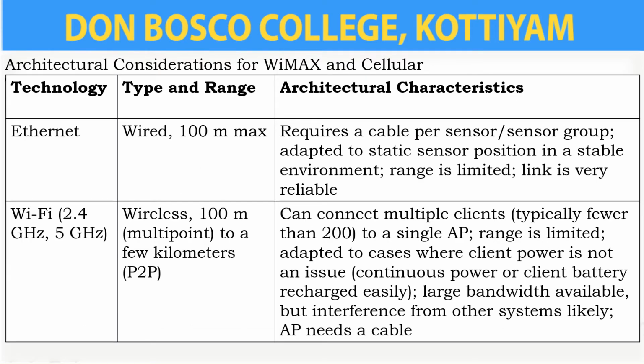Now we can check the architectural considerations for WiMAX and cellular. Here we have a table indicating the technology, type and range, and architectural characteristics. So we can check the technologies one by one. First technology is Ethernet, a wired type technology, and the range is a maximum of 100 meters. Some characteristics of this architecture are that it requires a cable per sensor or a cable per sensor group, and it is adapted to static sensor positions in a stable environment.